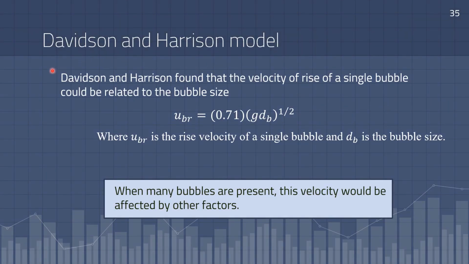The behavior of bubbles inside the bed can be described using the Davidson and Harrison model. From experiments with single bubbles, Davidson and Harrison found that the velocity of rise of a single bubble could be related to the bubble size by this equation, where U sub br is the rise velocity of a single bubble and d sub b is the diameter of the bubble. However, when many bubbles are present, this velocity would be affected by other factors.